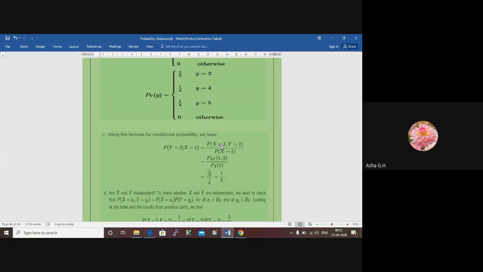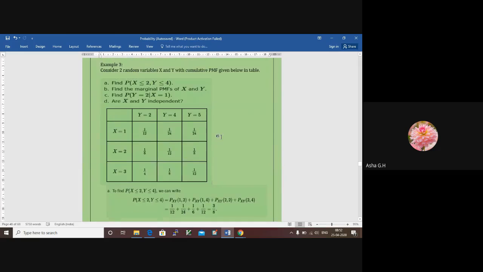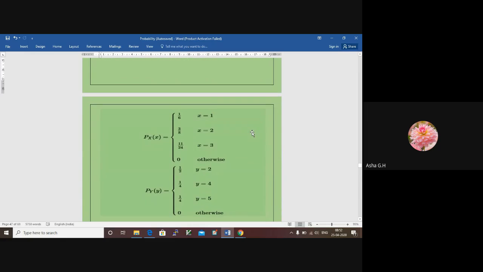Pxy of 1 comma 2 is given to us. Pxy of 1 comma 2 is 1 by 12 divided by the probability that x is equal to 1. What is that? The probability that x is equal to 1 is your marginal probability density function. That is, x is equal to 1 is 1 upon 6.